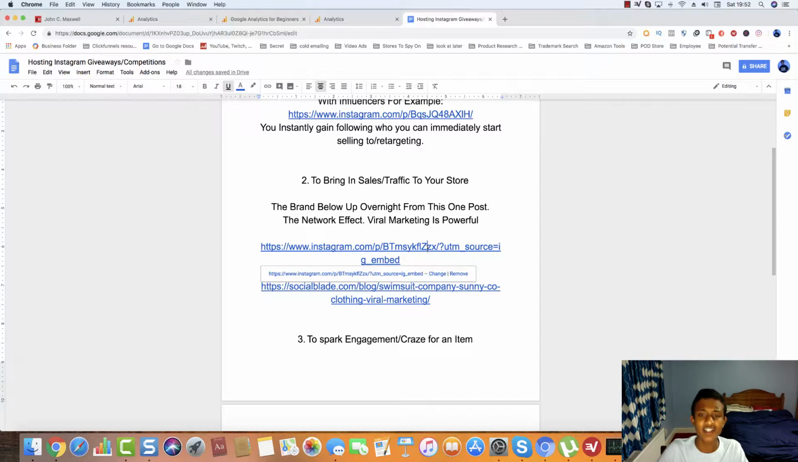It's a great example of something that literally blew up overnight just because they were willing to try something different, something that no one had done so far at the time. A giveaway, like giving away swimsuits for such a low price, which maybe they were still selling at a profit, but doing something back then no one actually thought about doing is very unique.